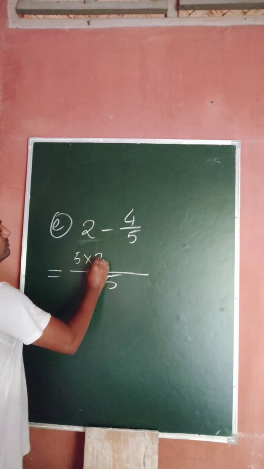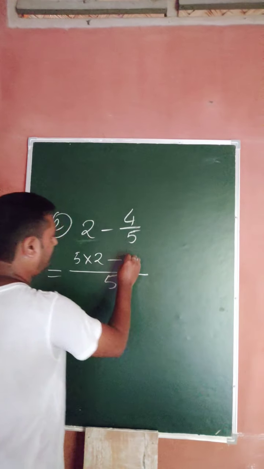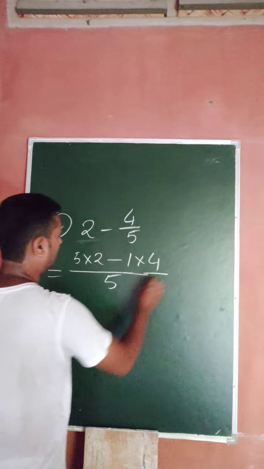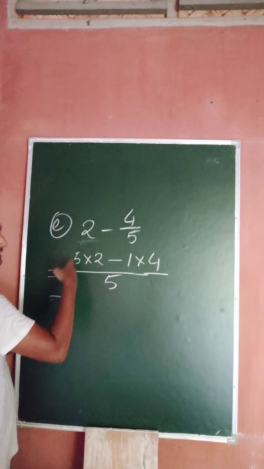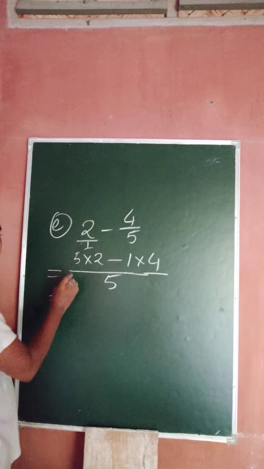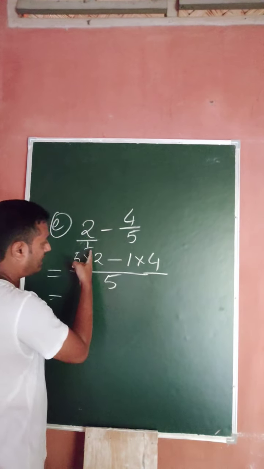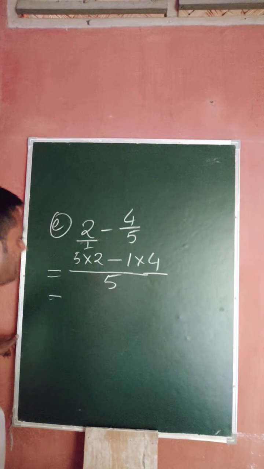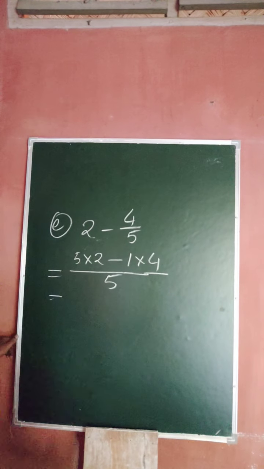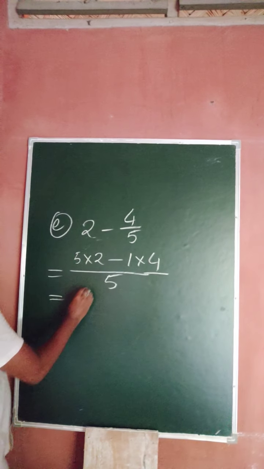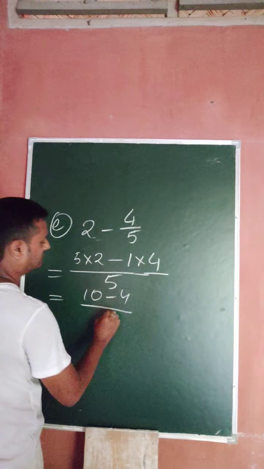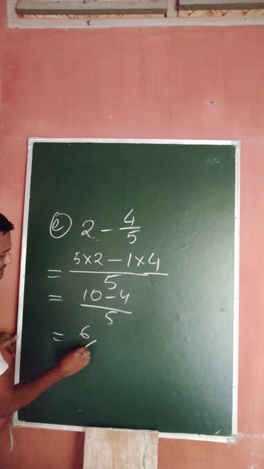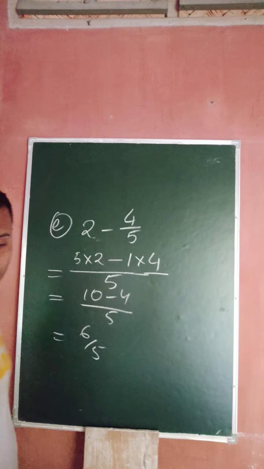So 5 into 2, minus. Whenever you divide 5 by 5 it becomes 1. So 1 into 4. Don't get confused with this step. There is actually a 1. Whenever you divide 5 by 1 it becomes 5, and that 5 you multiply with the numerator 2. No need to write the 1. So 5 times 2 is 10, minus 4, 5 as the denominator. It means 6 by 5.